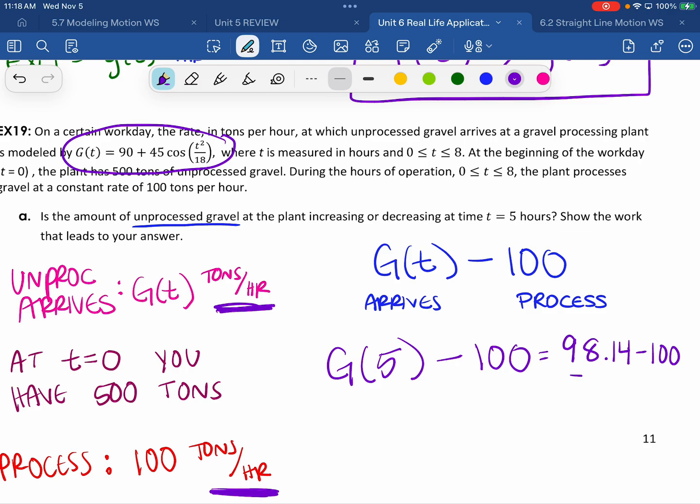So when you plug in 5, I get 98.14 minus 100. So that's going to give you negative 1.86 tons per hour. So now we got to answer the question at t equals 5. Is the amount of unprocessed gravel increasing or decreasing? Decreasing. Why do we know it's decreasing? Yes, because your rate's negative.